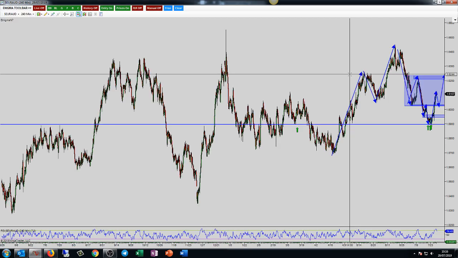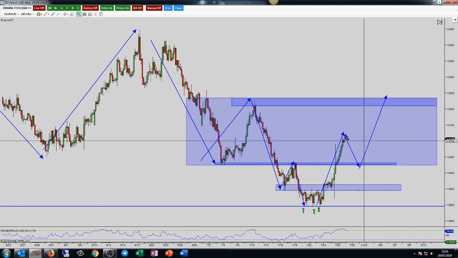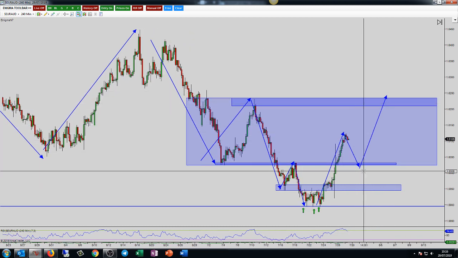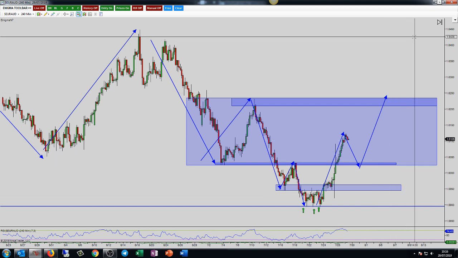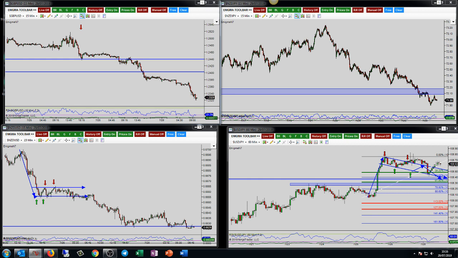So really just waiting on this one, waiting for the 240, either for a move higher or a pullback, one or the other. If there's no questions on the Euro Aussie, we will just move that one to the side, and the next one is going to be the Euro Yen.